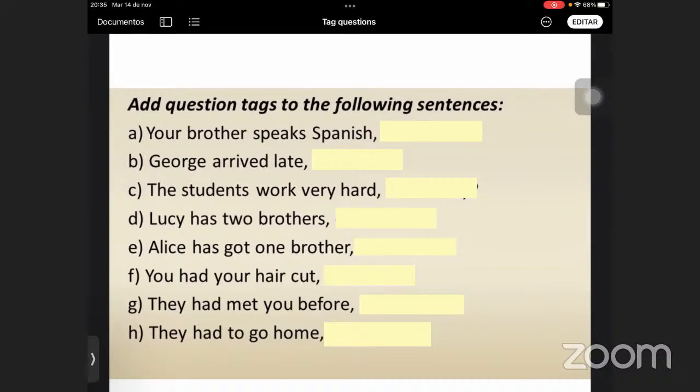Dos cosas muy importantes para hacer that question. Bueno, tres. Primero, identifiquen cuál es el tiempo verbal. Así van a saber qué auxiliar usar. Segundo, identifiquen cuál es el sujeto para que ustedes puedan poner de manera correcta el pronombre personal equivalente. Y no, solo sería eso, chicos.